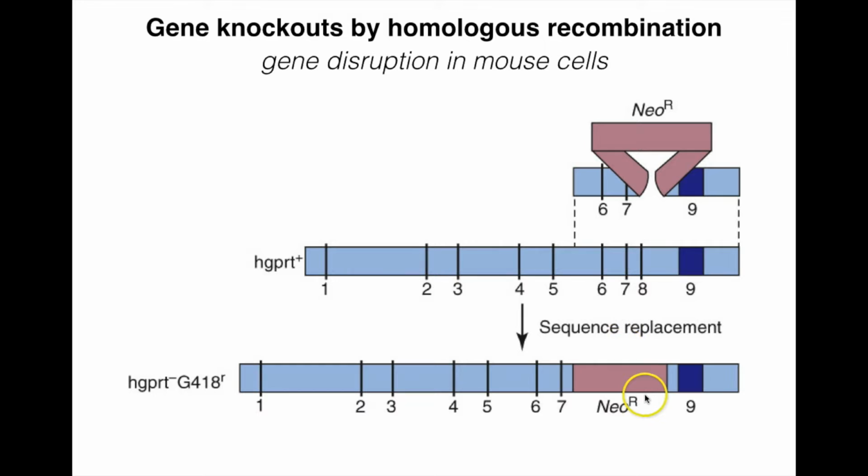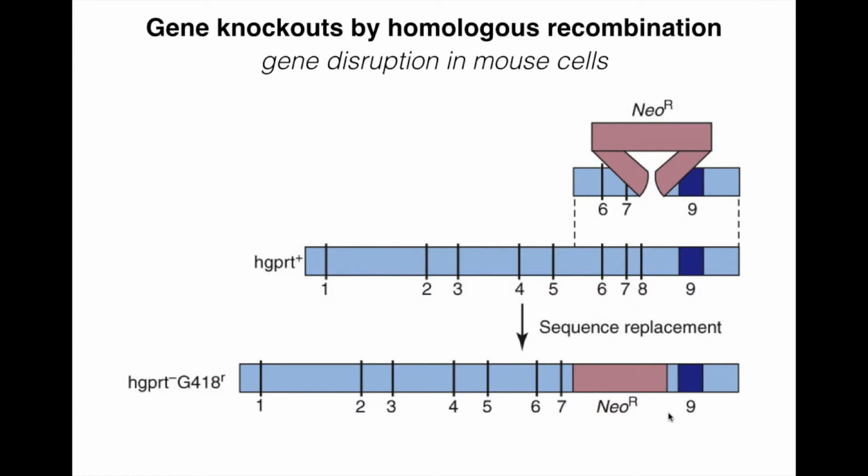So what we've done here is put in a neo-resistance gene, a resistance gene to the G418, and also at the same time we've interrupted or disrupted the HGPRT gene because it's no longer the full sequence, and so it won't be transcribed as a functional protein anymore. So we've effectively disrupted or stopped the production of this HGPRT gene by the insertion of this neo-R gene. This allows us, as I said, to select for cells that have had this recombination event based on their resistance to this G418 due to the presence of the neo-R gene.